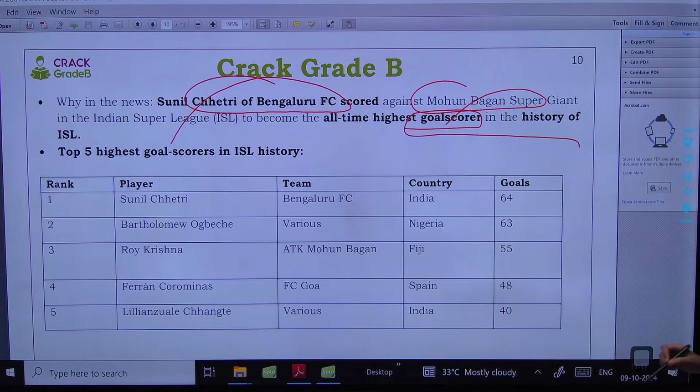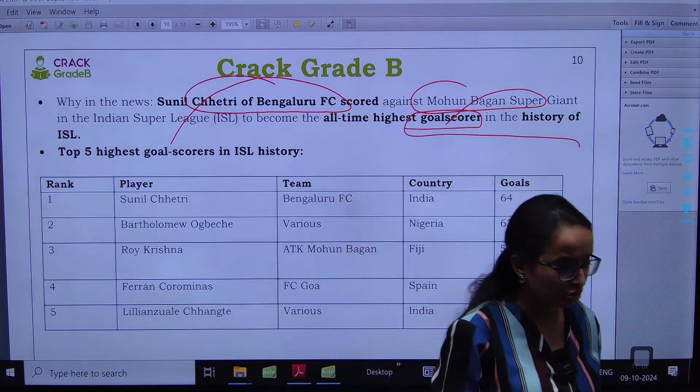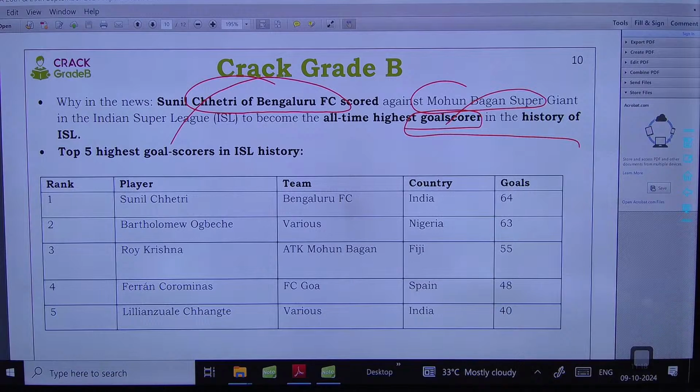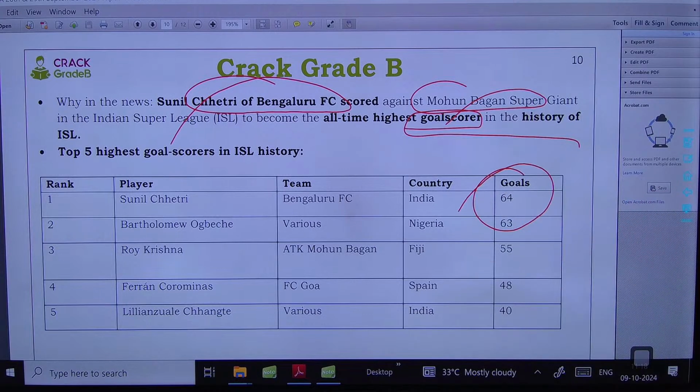Now, this is really important. Sunil Chhetri has become the highest goal scorer in the history of Indian Super League. Okay, so if you see the top highest goal scorers, Sunil Chhetri from Bengaluru team, 64 goals. 64 goals, remember.